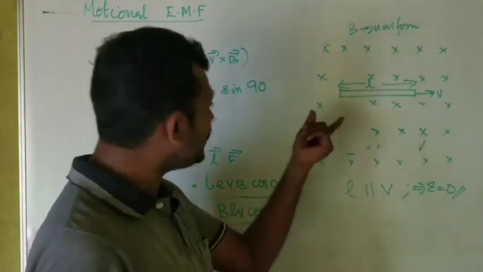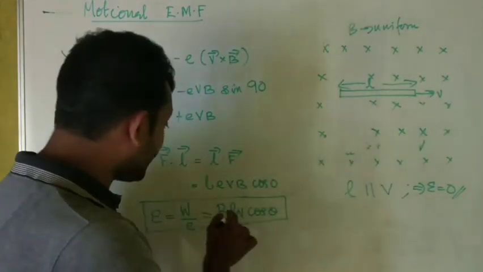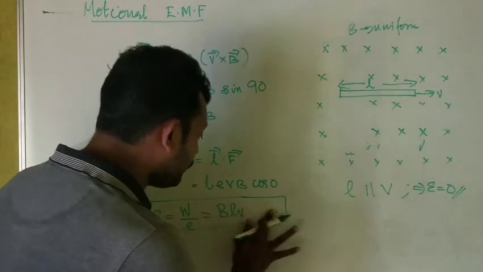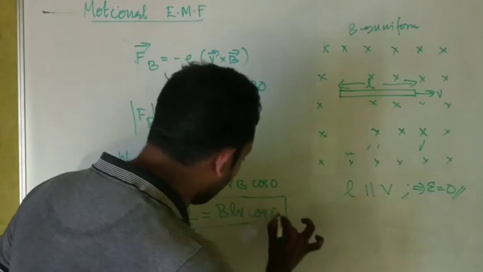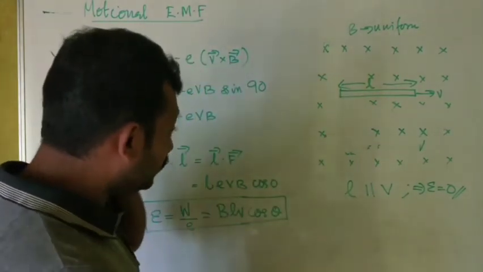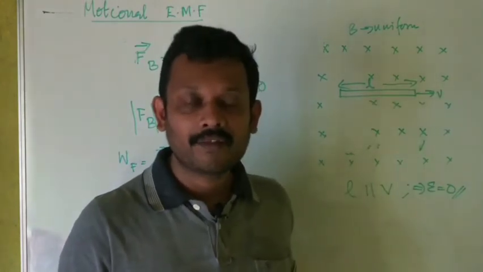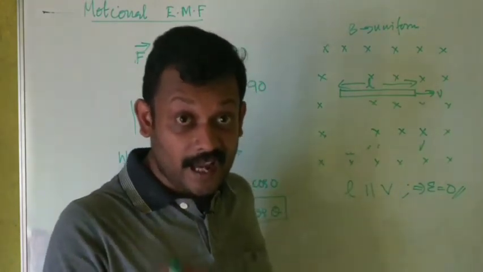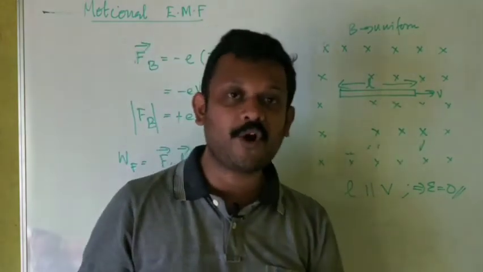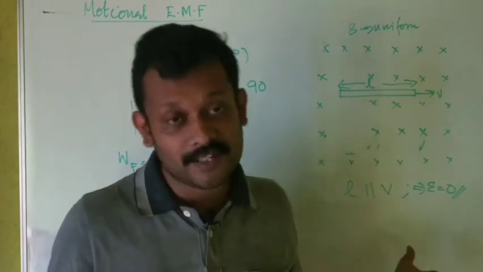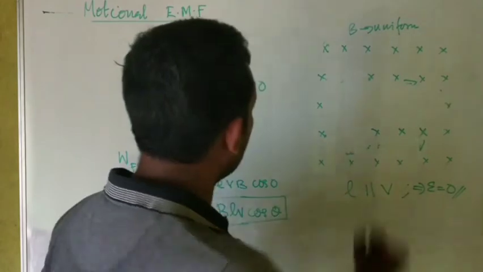So let me tell you, in this case, the length and the velocity are parallel. The condition for this equation BLV is that L, V and B are perpendicular. Or otherwise, if you say this is cos theta, in this case the component of V perpendicular to the length is zero. I repeat, the component of velocity perpendicular to the length is zero. In this case, there is no possibility of an induced EMF, let me tell you.